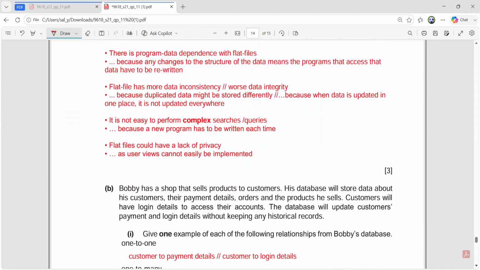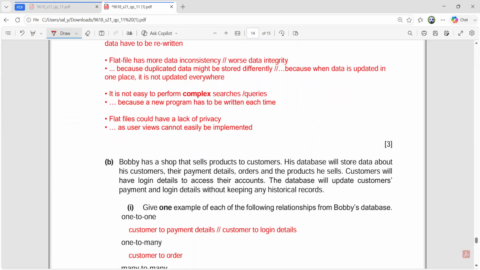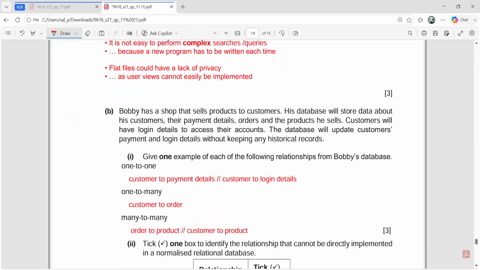In this manner, very rightly mentioning the points, you will be able to score 3 out of 3 when you have written the keywords and explained the keywords.